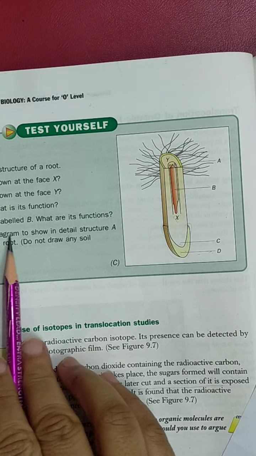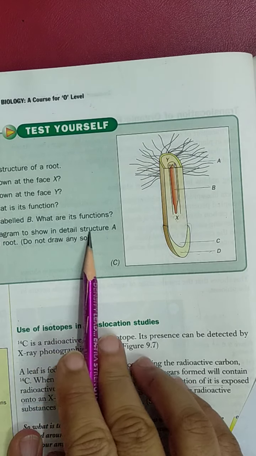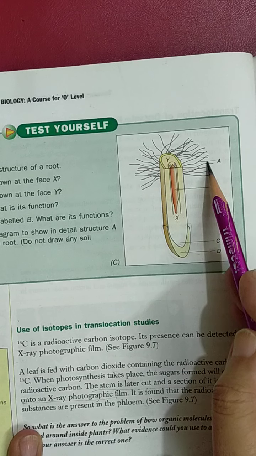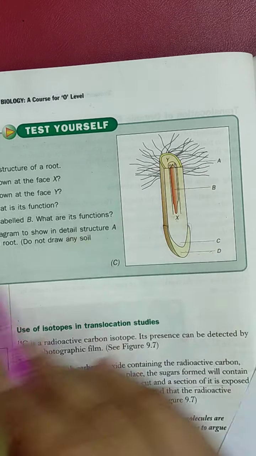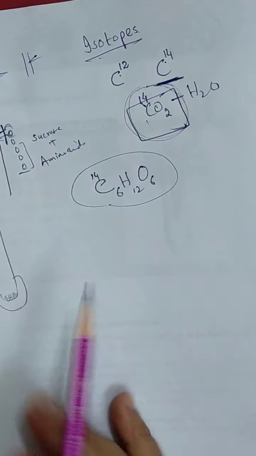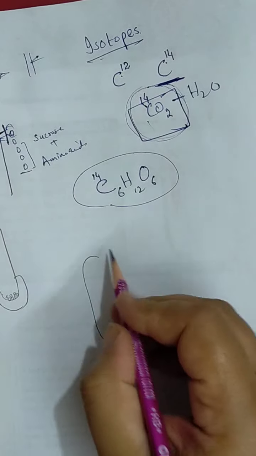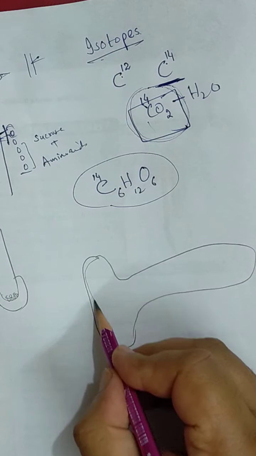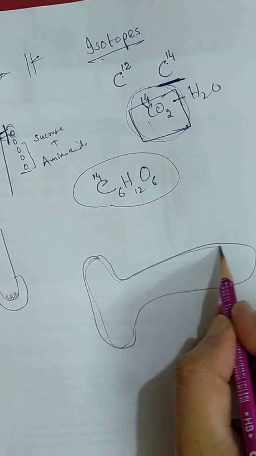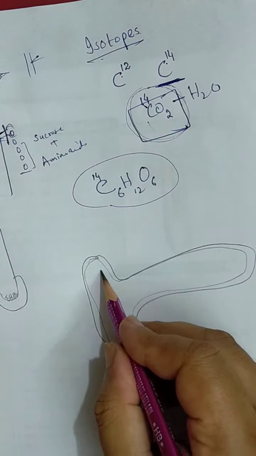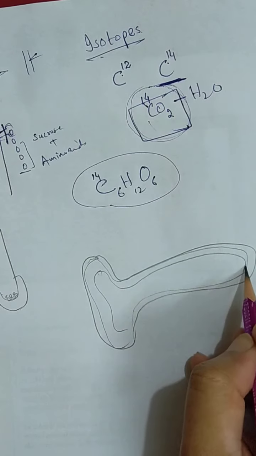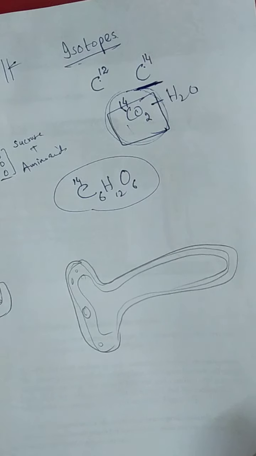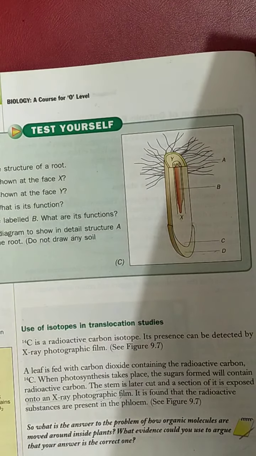And draw a simple labeled diagram to show the detailed structure of A. A is the root hair, and even in the first chapter you have done the detailed structure of root hair, and it is attached to the root. So you have seen the structure of root hair, and you can even draw it. You can make an internal cell membrane, then make a vacuole, and you can even draw the nucleus and other organelles. So you can draw this and do this question.